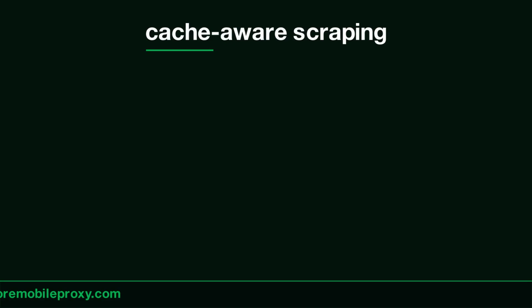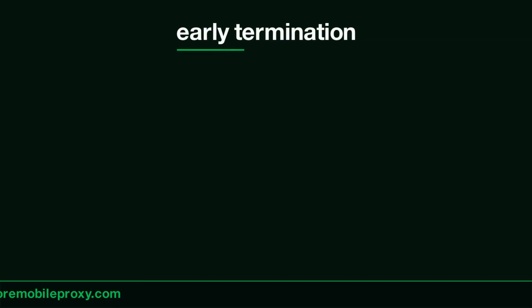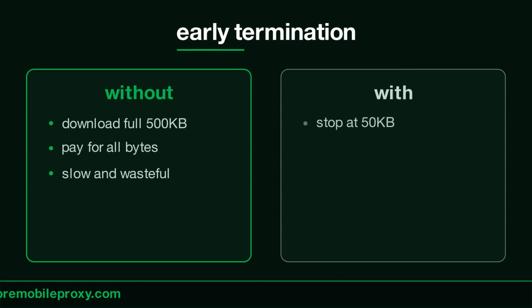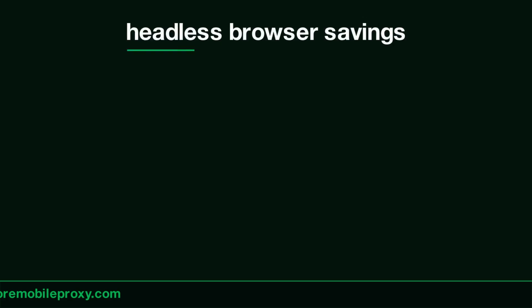For cache-aware scraping, if the target serves cache-control or ETag headers, respect them. Refetching unchanged pages is pure waste. For early termination, stream responses and abort once you have what you need. If the data is in the first 50 kilobytes of a 500 kilobyte page, don't download the rest. For selective asset suppression in headless browsers, block images, fonts and CSS. Most pages function for scraping without these.